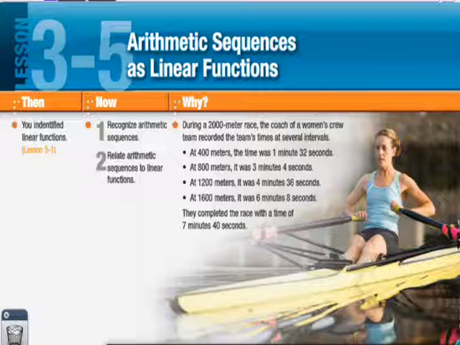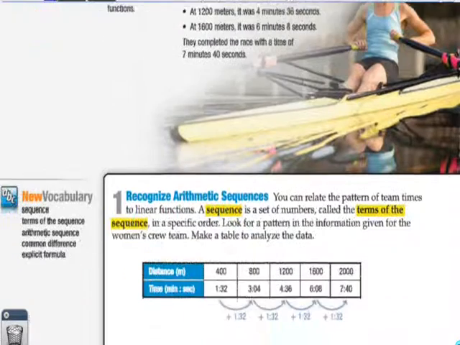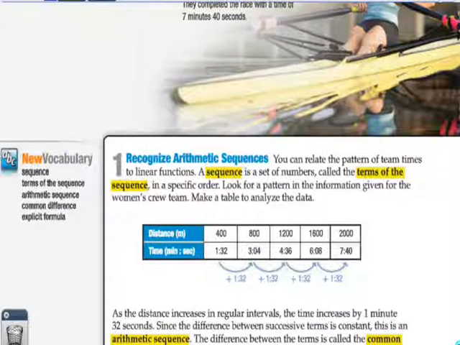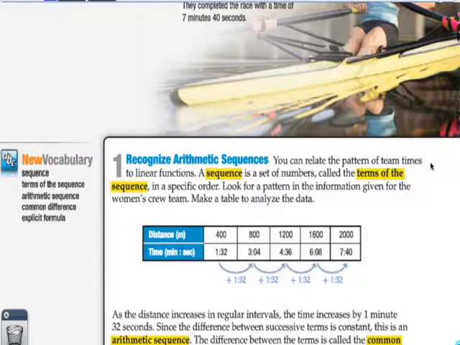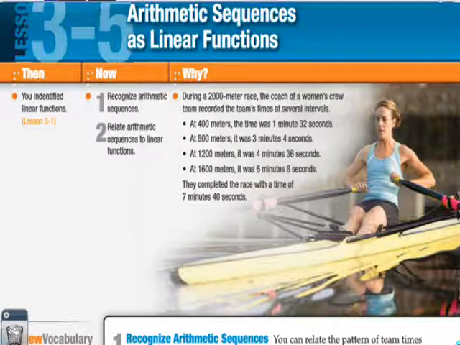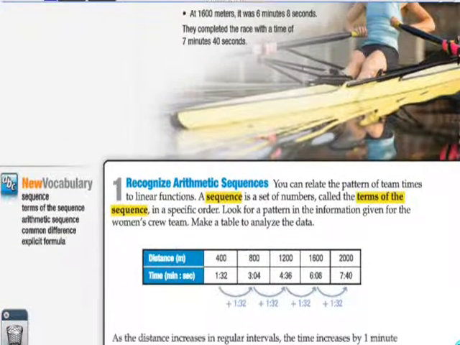All right, so today we're going to go through the notes on 3.5 where we're going to talk about sequences as linear functions. These are kind of fun. We can relate a pattern of team times, we're talking about team times up here from a rowing team, to a linear function.